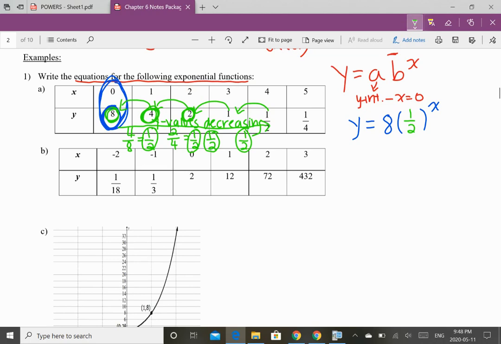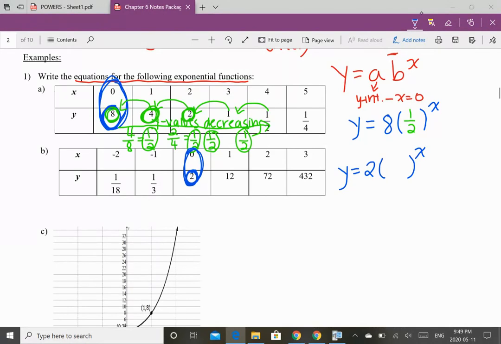Let's have a look at part B. We're going to go a little quicker with part B. y equals a times b to the x. a is connected to our y-intercept. Our y-intercept is where x is equal to 0. Here it is. Here's our y-intercept. We want to look at the y value that's connected to that. That's going to be our a value in our equation. So we know it's going to be 2 times something to the power of x. And don't forget your exponent of x. That's very important in an exponential function. Okay, we've got to figure out our base.